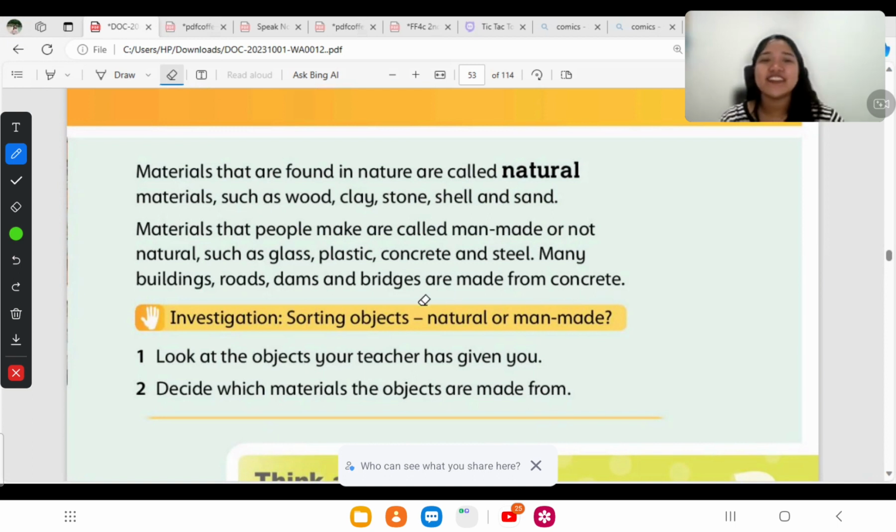Okay, that's right. So some of the natural materials, such as wood, clay, and stone, are made from nature. Man-made, or not natural, examples are glass, plastic, concrete, and steel. You know what? Our roads, buildings, and our house are made from concrete. So it's man-made.